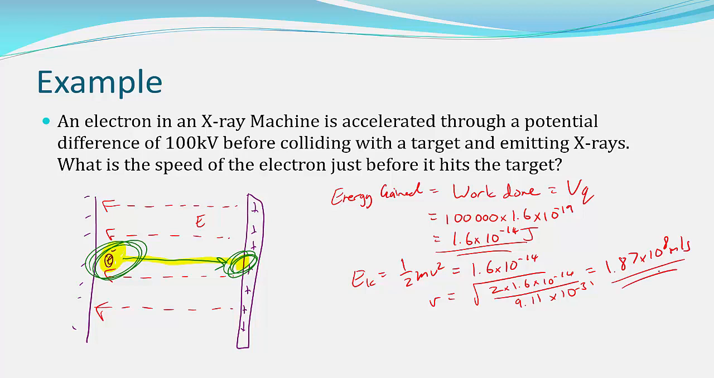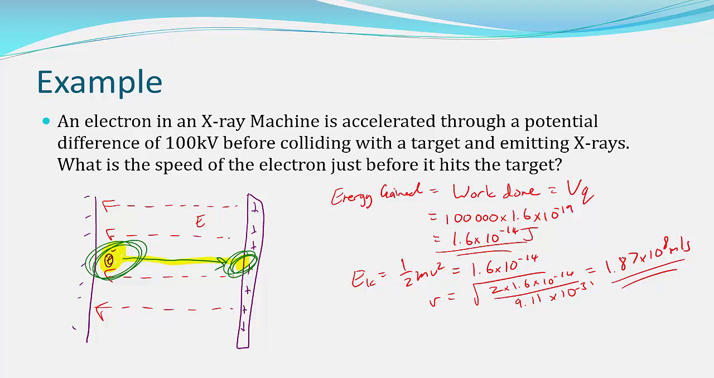Now, about that answer, if you get a result where your answer is above 3 times 10 to the 8, so you've got something that's traveling faster than the speed of light, you've probably made a mistake, or the question is very, very bad. Just keep that in mind.